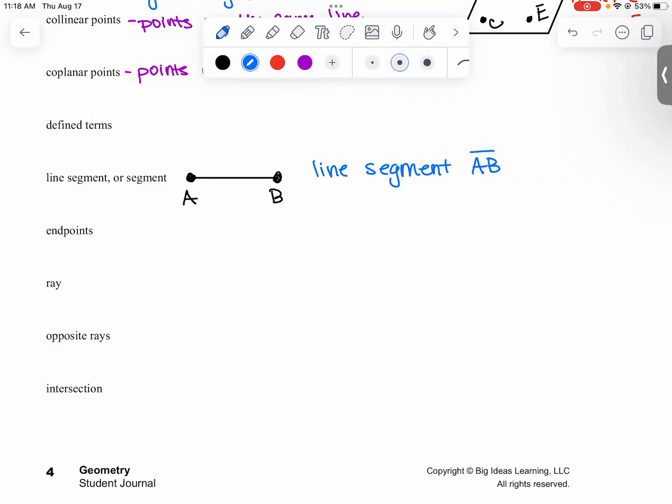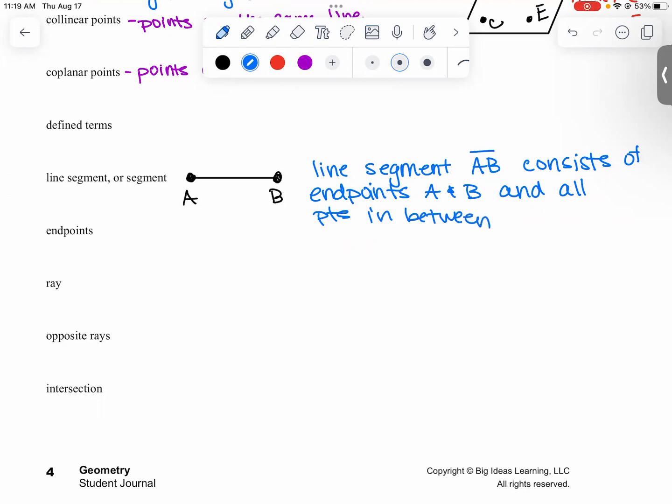So it's like a line, but it doesn't have arrows. And it consists of endpoints and all the points in between. Okay. So a line goes on forever in both directions, but a line segment has endpoints. It starts and stops, and it has all the points in between the start and the stop.